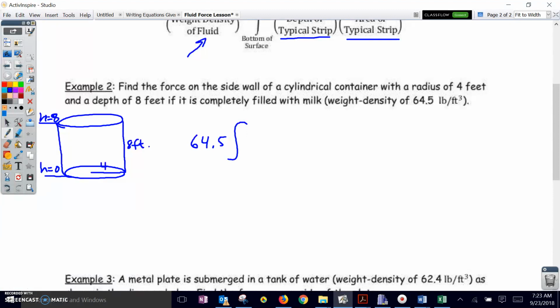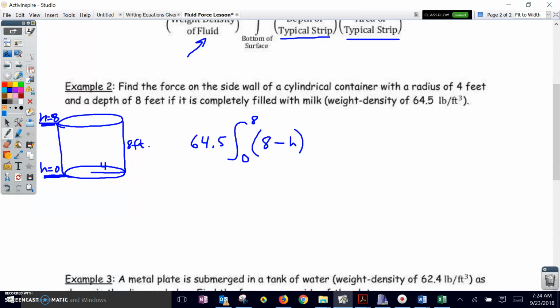And now we're finding the force on the side wall. And so we've got the depth of the liquid. We're integrating from the bottom of the liquid to the top of the liquid. And the depth at any particular point is 8 minus where that particular piece is. For instance, the strip that we're going to look at the very bottom of the tank is at a depth of 8, which is why I made this 8 minus h, because when we're at height 0, the depth of liquid there is going to be 8.